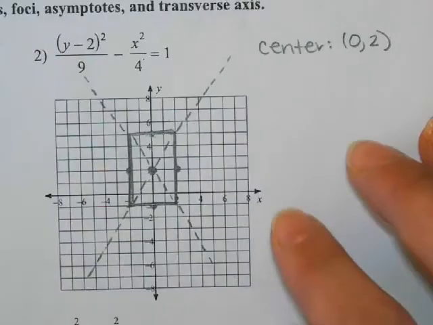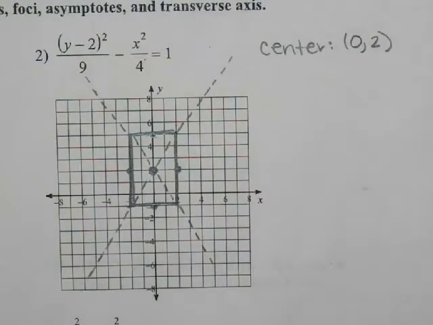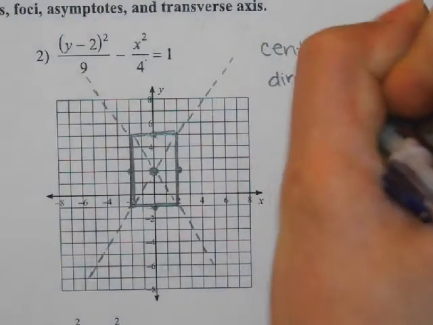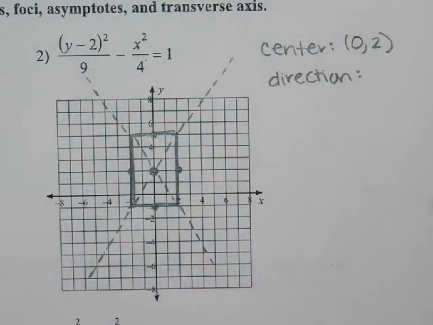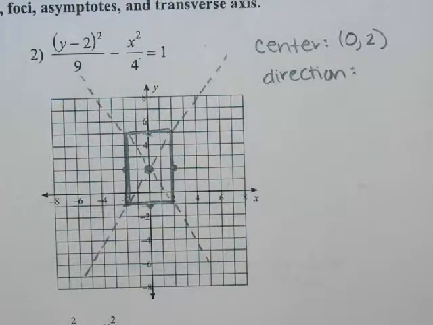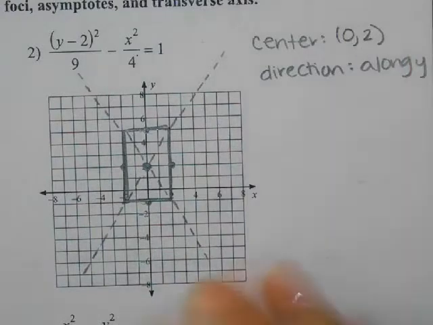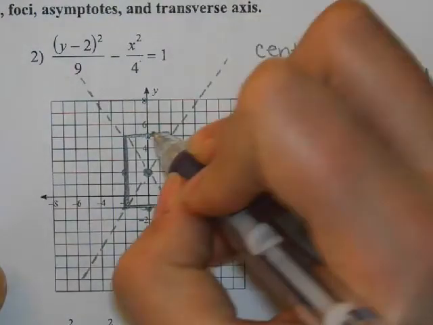All right, so since the y value comes first, what does that tell us? Opens up and down. All right, so we're going to say direction. And how did I phrase this before? Along y. And so that means now.